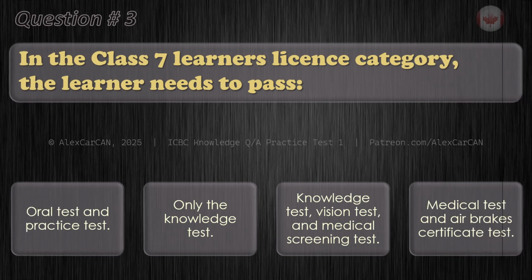Question number 3. In the Class 7 Learner's License category, the learner needs to pass oral test and practice test. Only the knowledge test, vision test, and medical screening test. Medical test and air brake certificate test. The correct answer is knowledge test, vision test, and medical screening test.